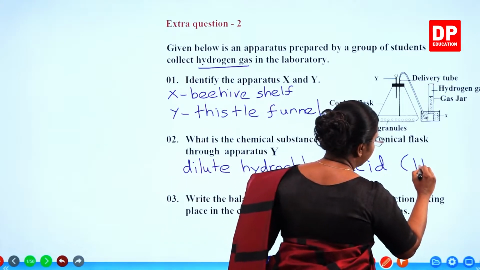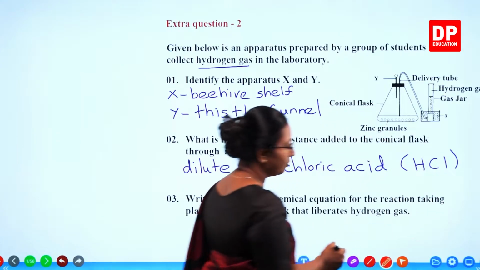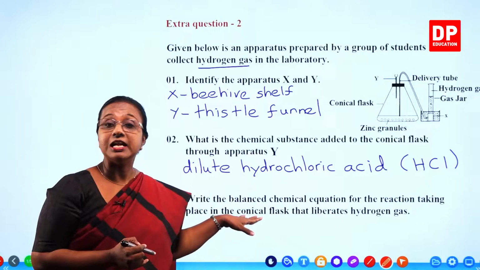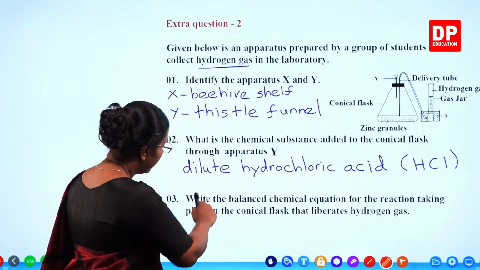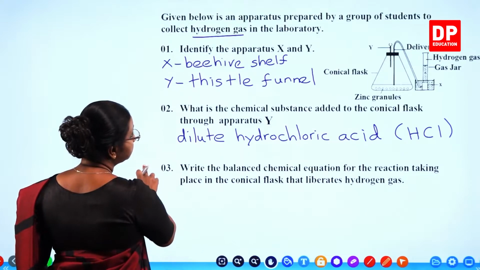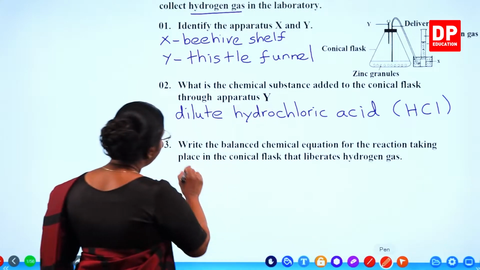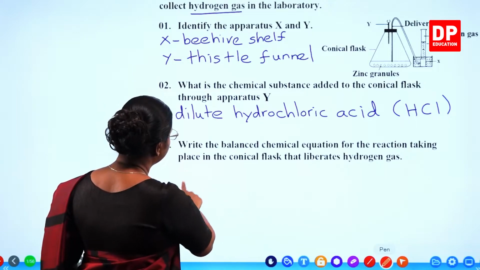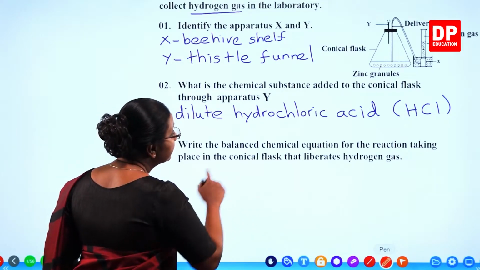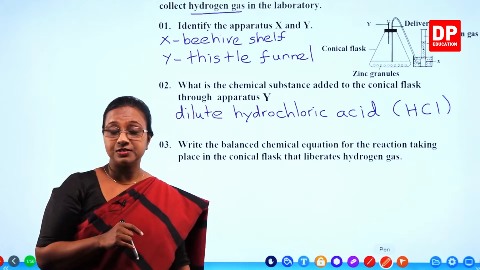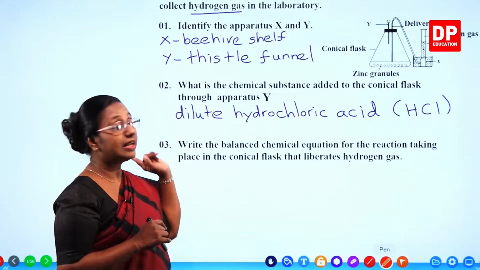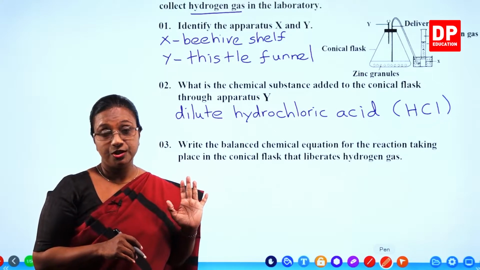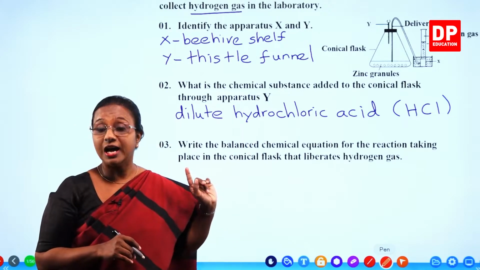If we want, you can even write the chemical formula of that. Dilute hydrochloric acid. You can also write dilute sulfuric acid. Then the third one. Write the balanced chemical equation for the reaction taking place in the conical flask that liberates hydrogen gas. So, based on what acid you write here, you will have to write the equation. So, here I have written dilute hydrochloric acid.